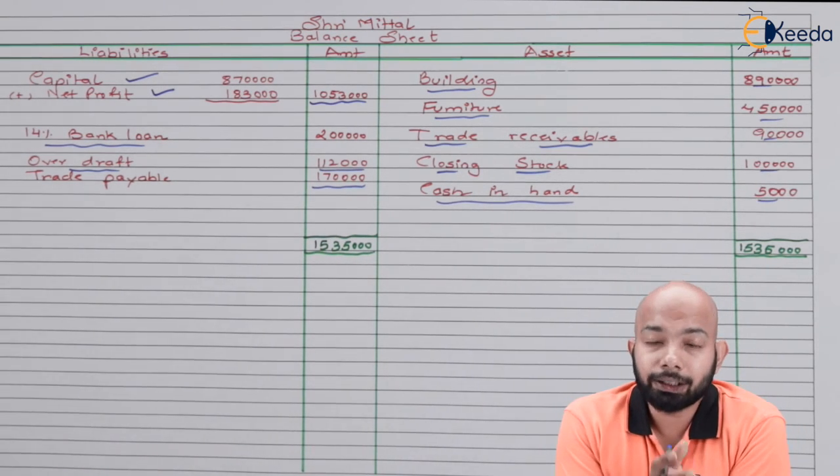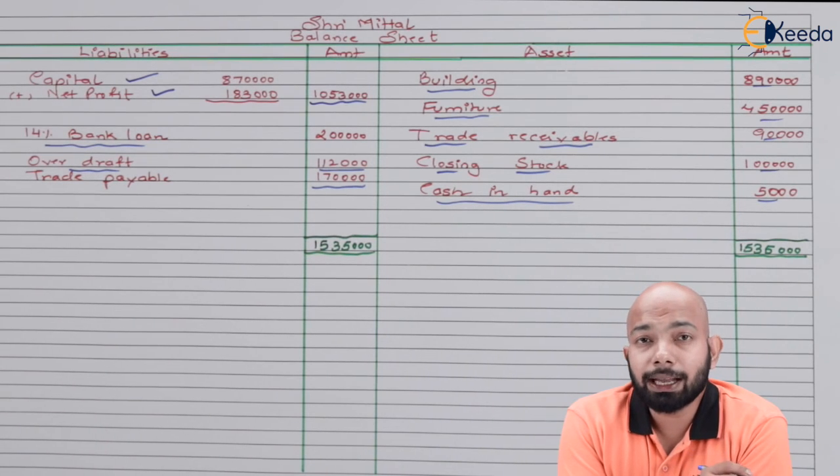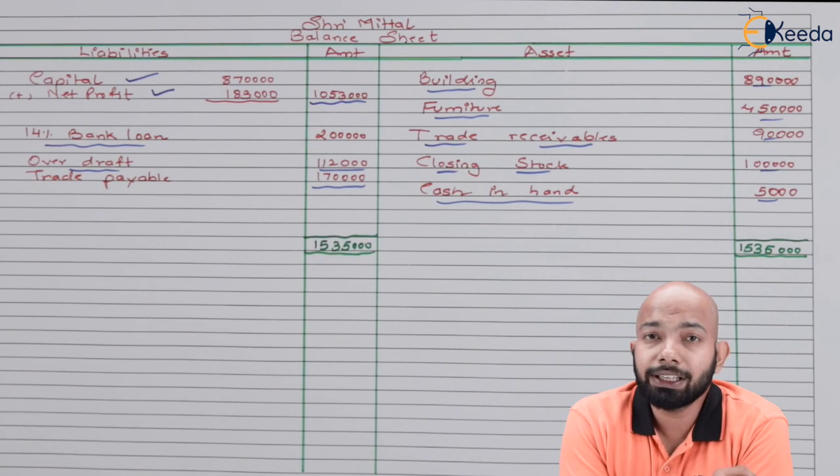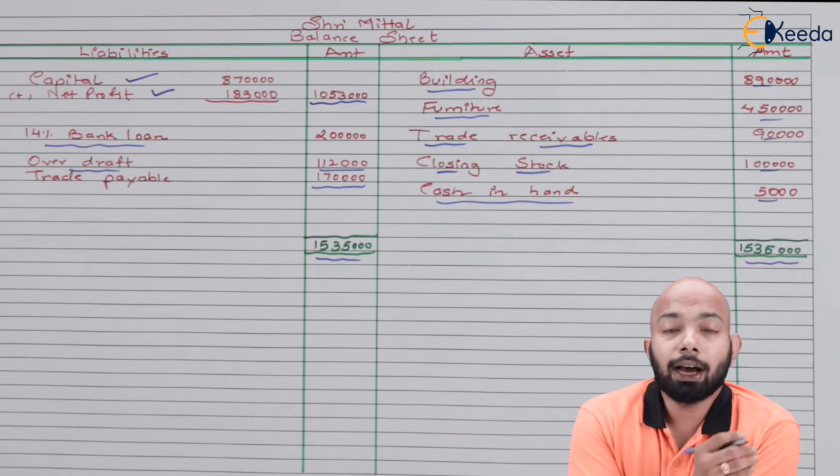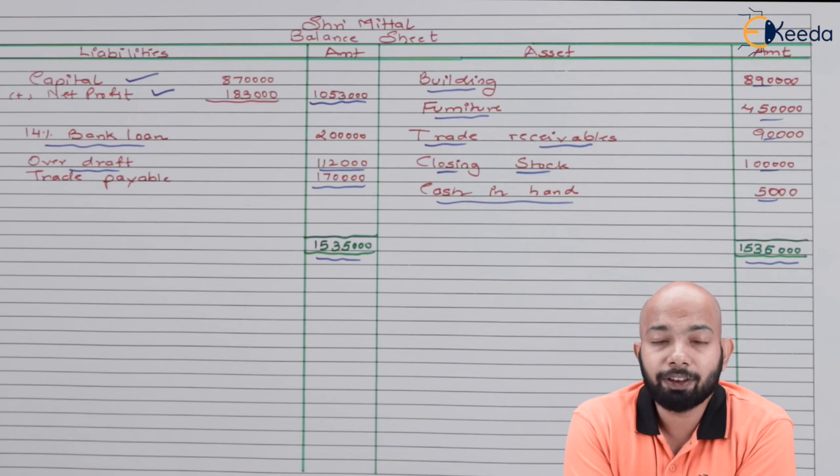With this, we have completed the whole balance sheet. If we tally this balance sheet, we get a common tally, that is 15,35,000. Now, this marks the closure of this specific balance sheet.